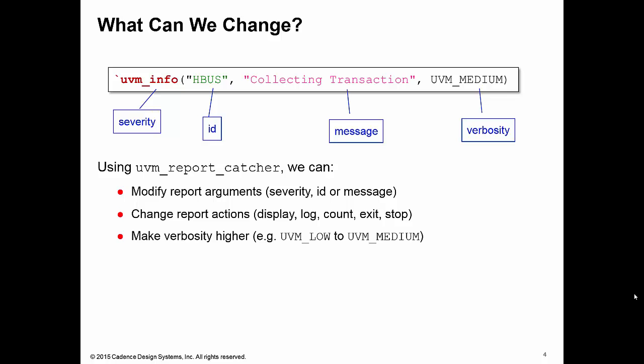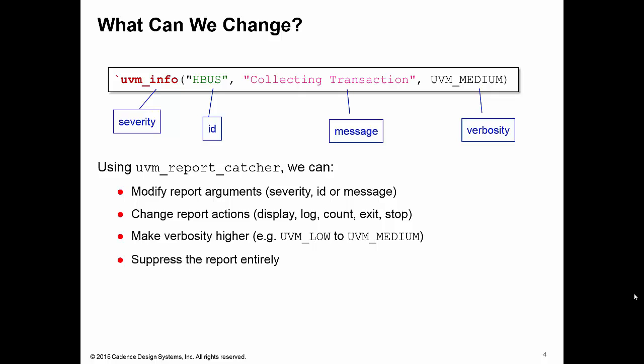We can make some changes to verbosity, although we need to be careful because we're using the macro form here to raise our report. The macro will check the current verbosity threshold. If the report is greater than the threshold, then we will not send the report to the handler, so it can't be intercepted by the catcher and modified. So we can make limited changes to verbosity.